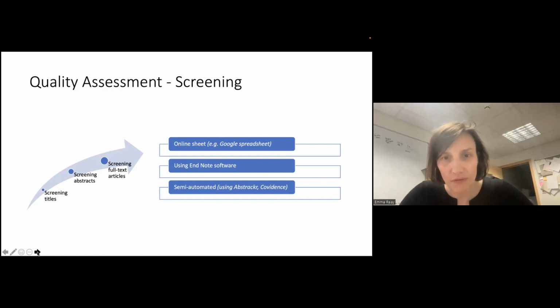There is now EndNote software which can facilitate this, and there are some semi-automated systematic review tools that can be used to try and reduce the work, essentially, and improve the efficiency of your searches and your screening.